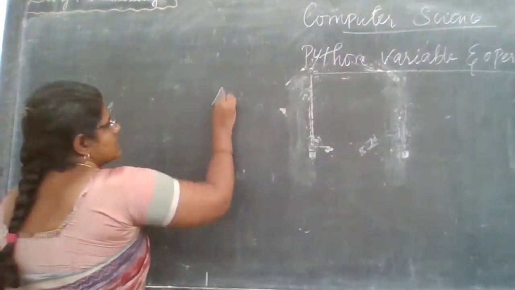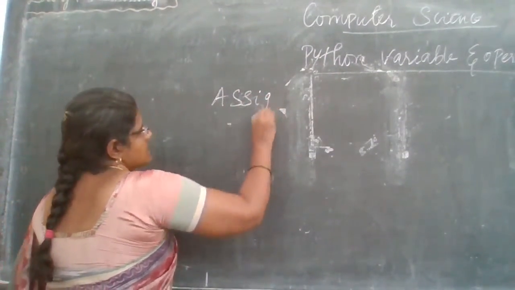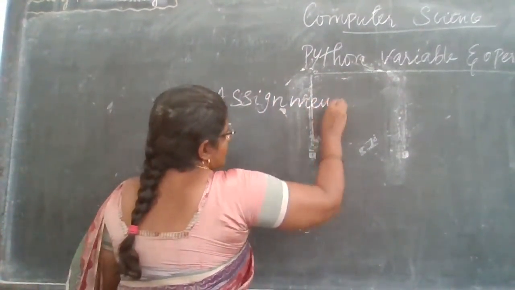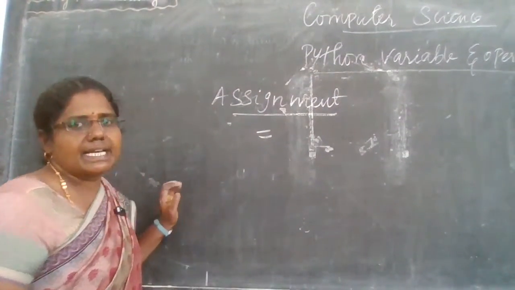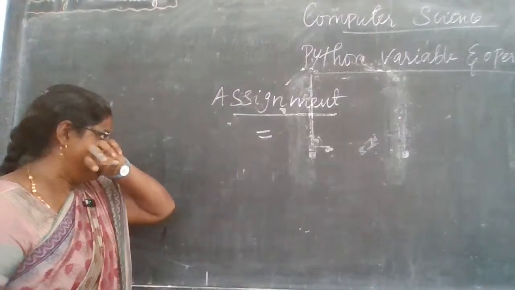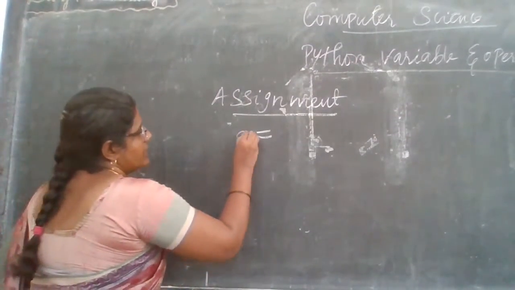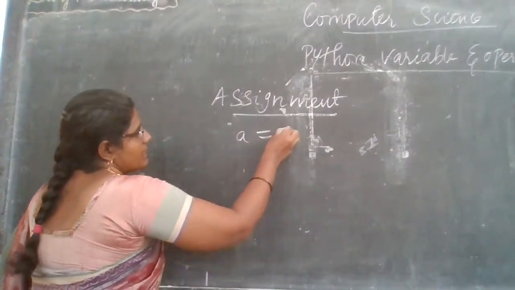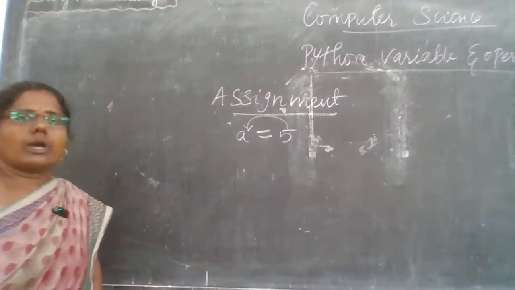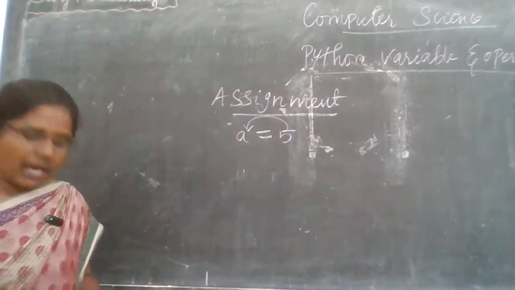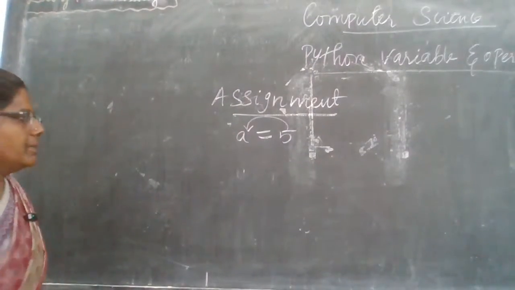Equal to is considered as an assignment operator. It assigns the value to a variable. For example, if I am giving a equal to 5, the value 5 will be assigned to the variable a. Assignment operators are used to assign the value to a variable.